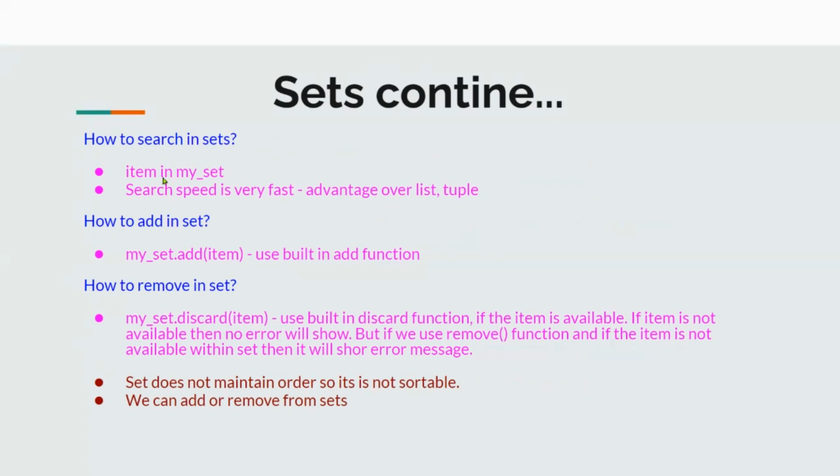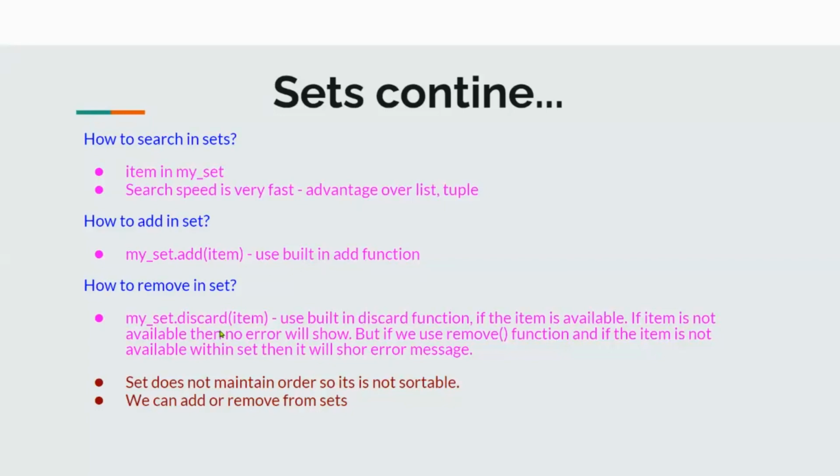And how do you search for items? This is how: the name of the item, then 'in', then my_set. It will return true or false, and the search, as I said earlier, is very fast. That is an advantage over lists and tuples. And how do you add items to a set? With the built-in function my_set.add, where my_set is the name of the set, and you put the name of the item inside.